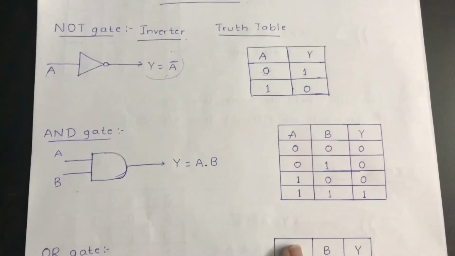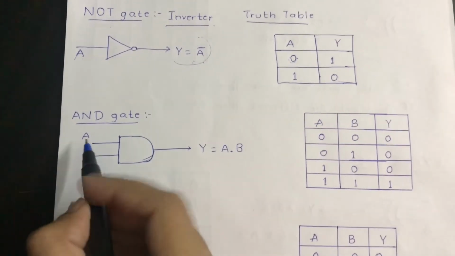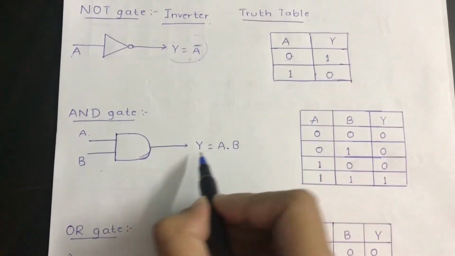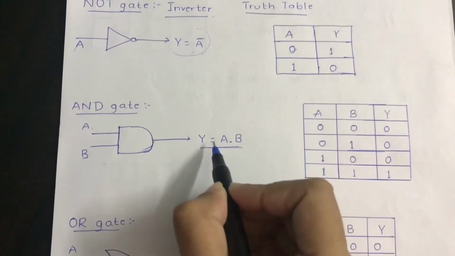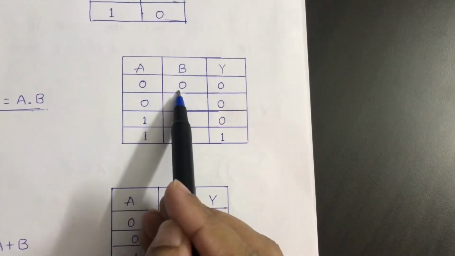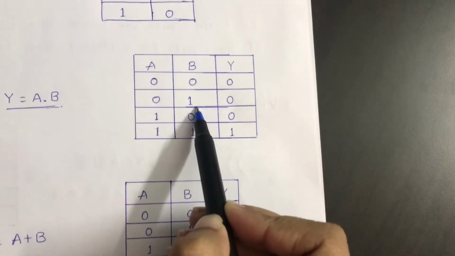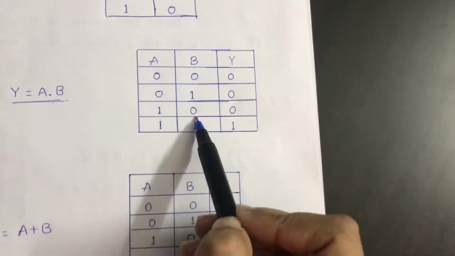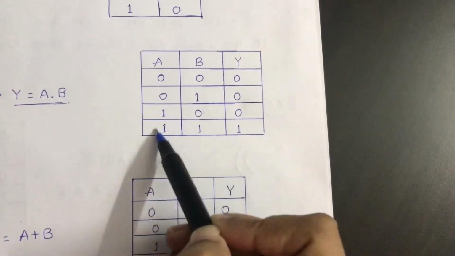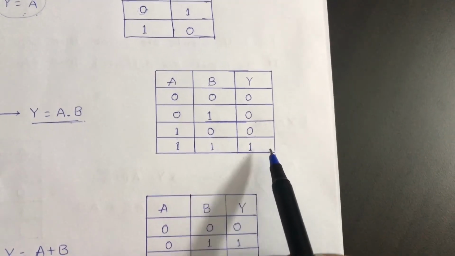Now let's see the AND gate. This is the symbol. A and B are the inputs, and this is the Boolean expression: y equals A dot B. A dot B is the output. And this is the truth table. 0, 0 will give 0. When the inputs are 0, 1, you'll get 0. 1, 0, you get 0. Only when both the inputs are high, then we'll get an output as high, that is 1.